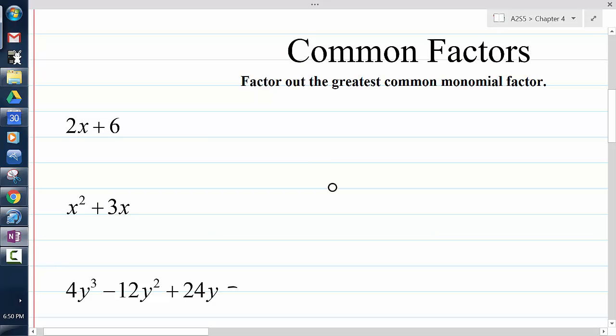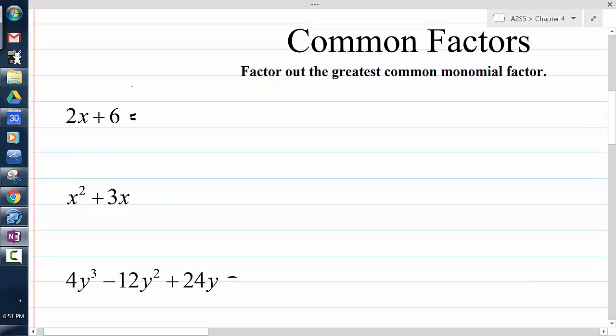Dealing with common factors, you are pretty much just factoring out the greatest common monomial factor, just breaking it down. We can start with 2x plus 6. Hopefully this is all review from Algebra 1. You have 2x plus 6. Let's actually break this down.